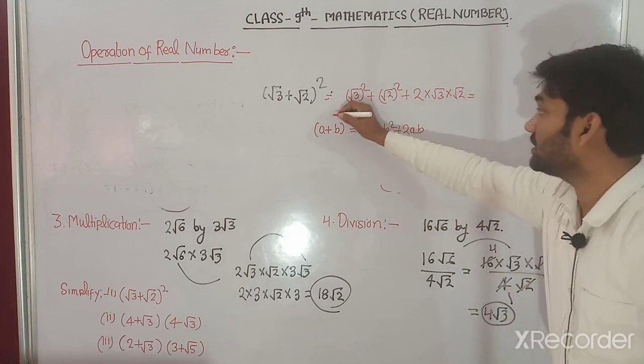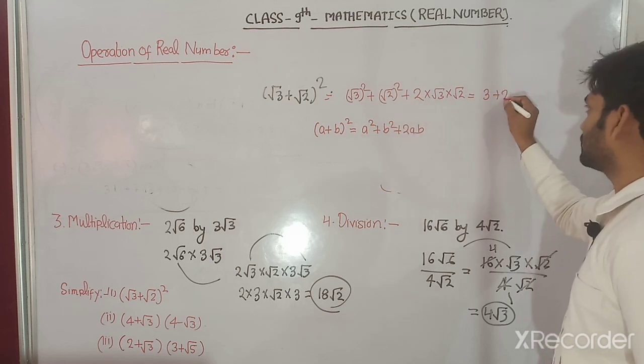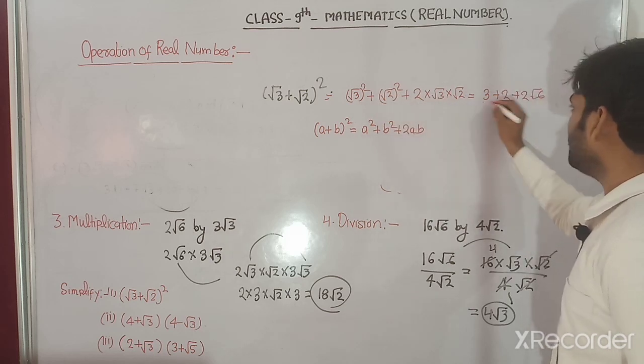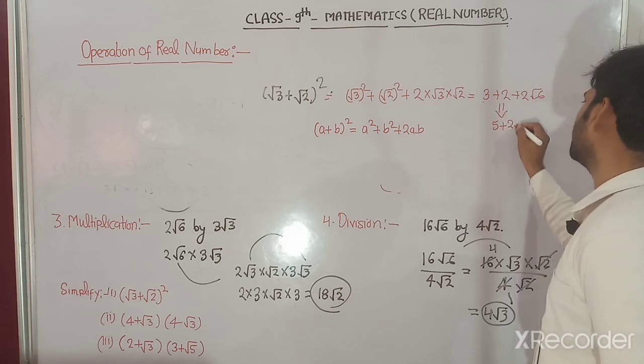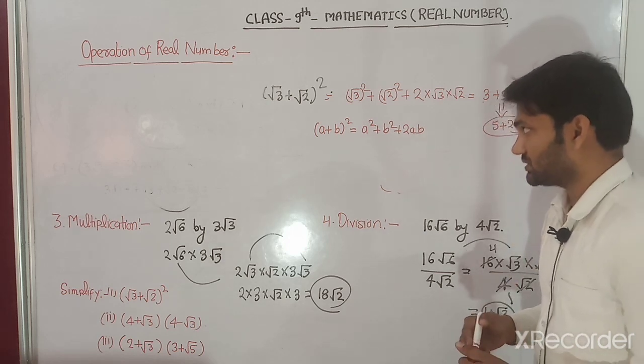Then the answer: root 3 whole square is 3, plus root 2 whole square is 2, plus 2 root 6. It is 2 plus 3. The answer will be 5 plus 2 root 6. It is the answer. The answer will be 5 plus 2 root 6.